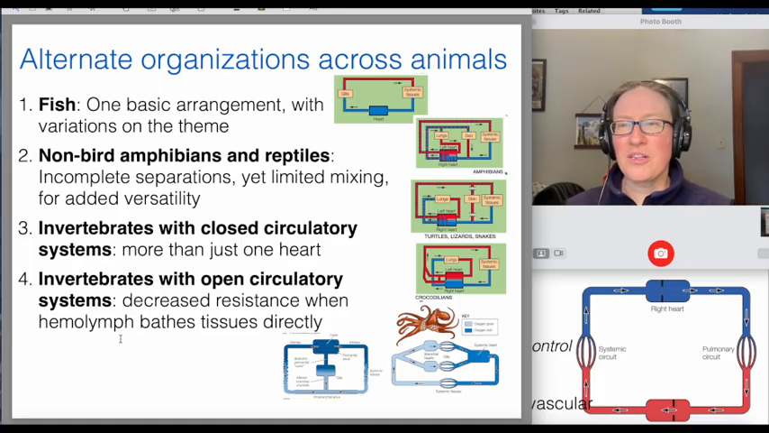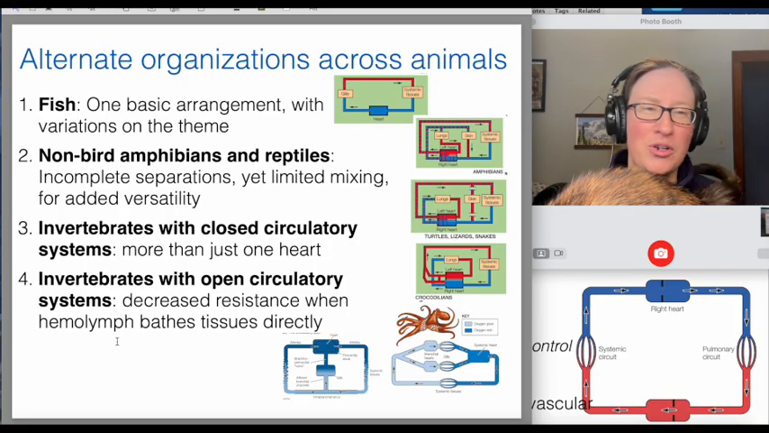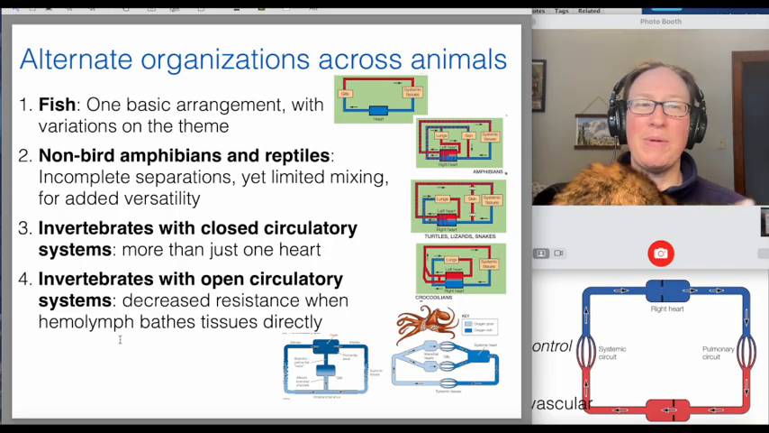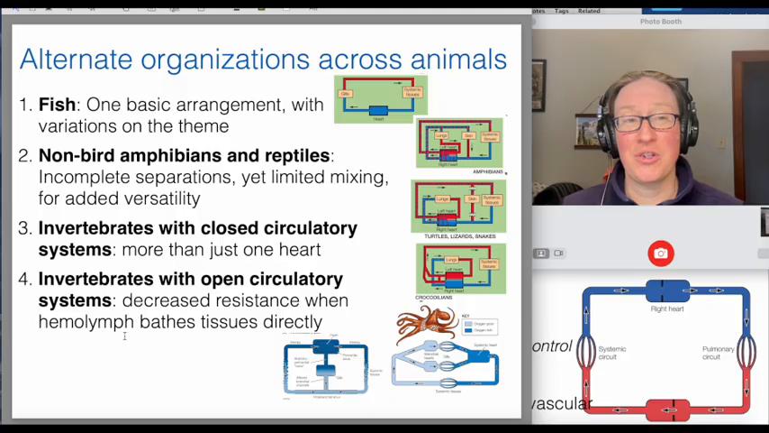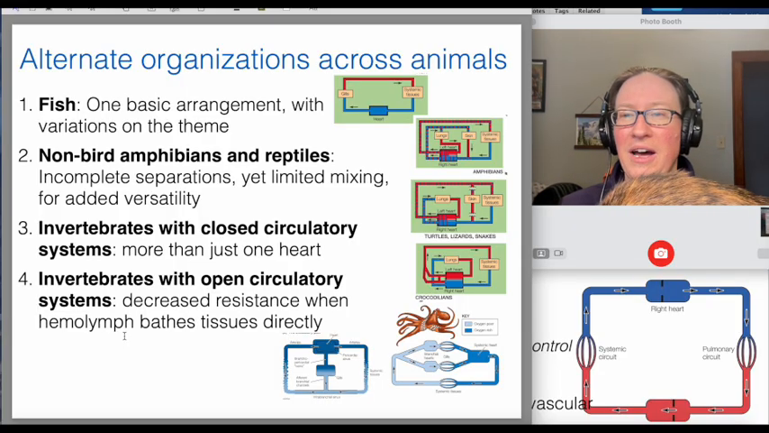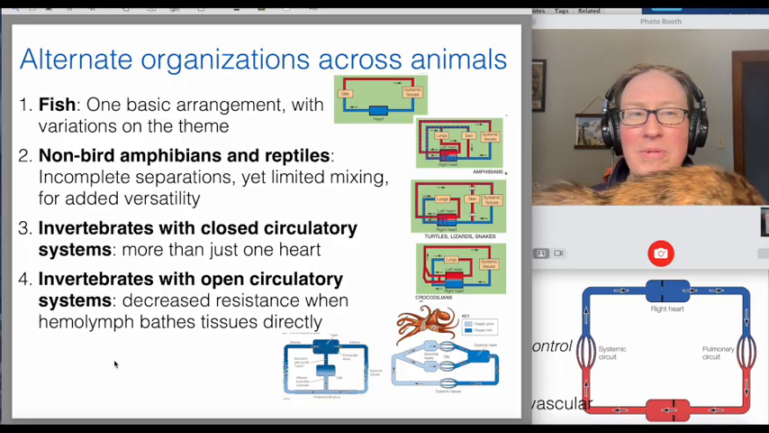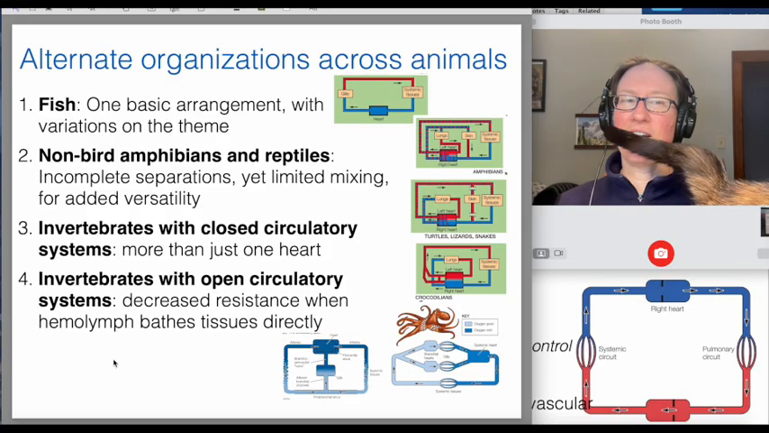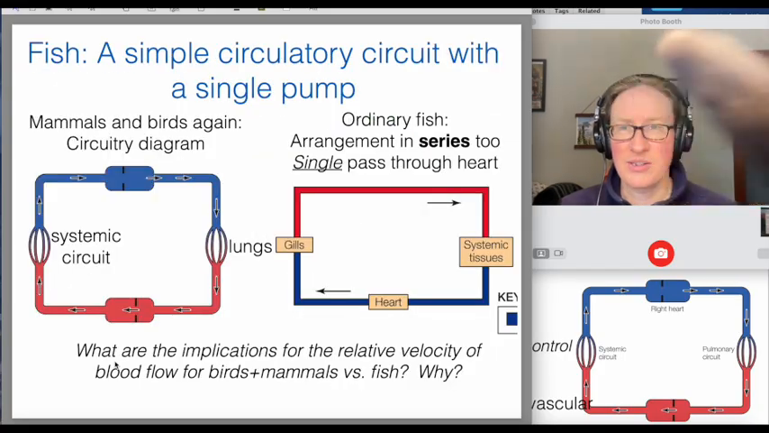Then we're going to take a look at invertebrates that have closed circulatory systems. And the big takeaway from that is that there's no rule that says you can only have a single heart. It's possible to have more than one heart, if there are physiological advantages to doing that to be able to move blood effectively. And then we're going to conclude by looking at invertebrates that have open circulatory systems. And here the message is that if your circulatory system is open, that can lead to a decrease in resistance, and that has some consequences for overall circulatory function as well. So let's get to it.